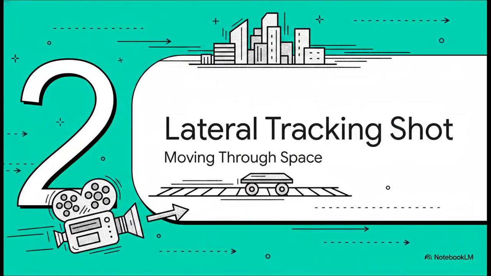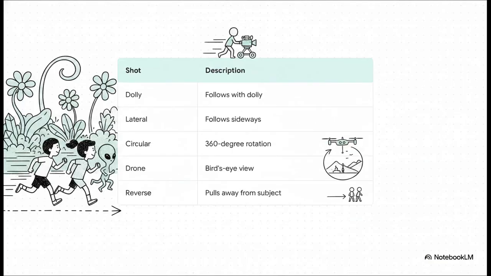All right, Layer 2, the lateral tracking shot, moving through space. There are tons of ways to move a camera. You've got your dolly, circular, drone, reverse, but for this specific shot, we absolutely need a lateral track. It moves completely sideways, keeping perfect pace with the running kids and our alien while continually revealing that lush solarpunk landscape slipping by in the background. It creates this incredible dynamic sense of speed.